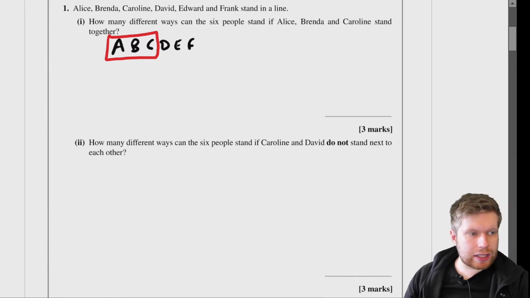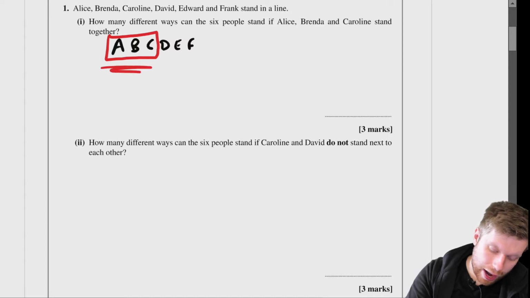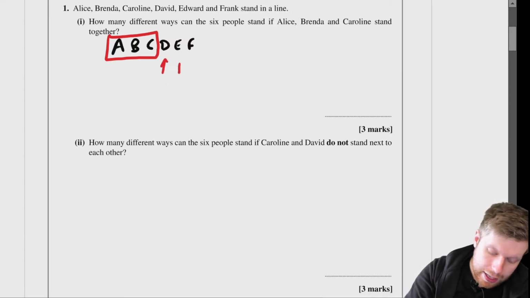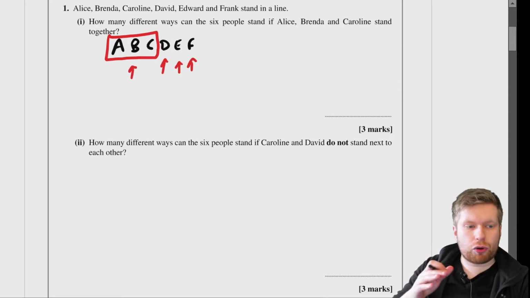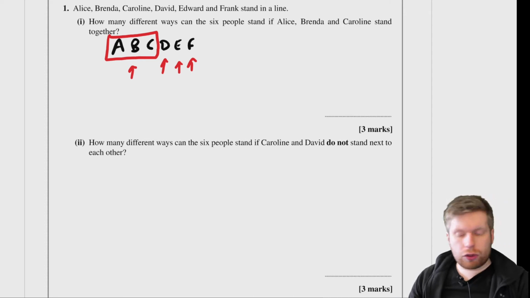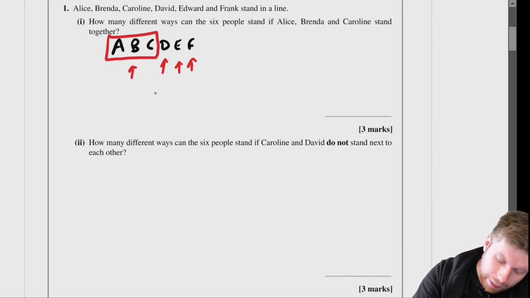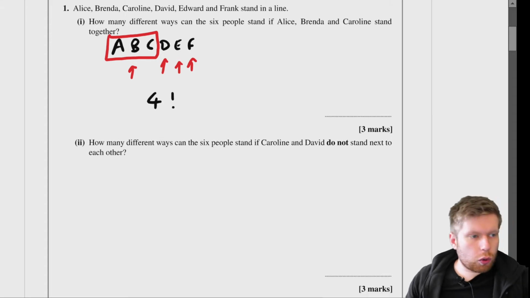So effectively, the number of distinct objects I've got, well, there's that one in red. These 3 people in red, I'm treating them as one object. But then I've got D, E and F as well. So in other words, I have 4 objects that I'm going to arrange into a line. So therefore, the number of ways to arrange 4 people into a line is 4 factorial. Okay. Now that's not quite enough.